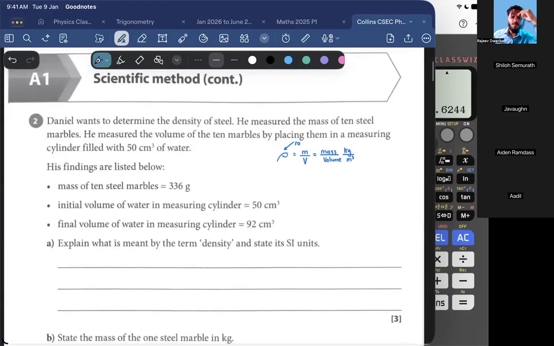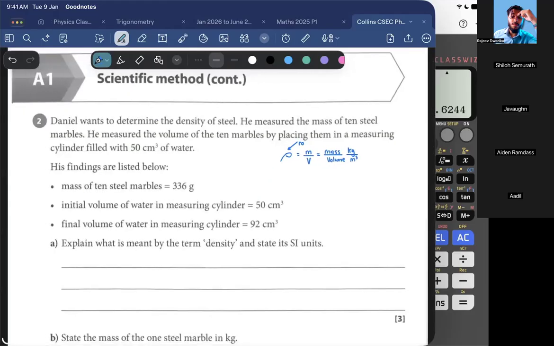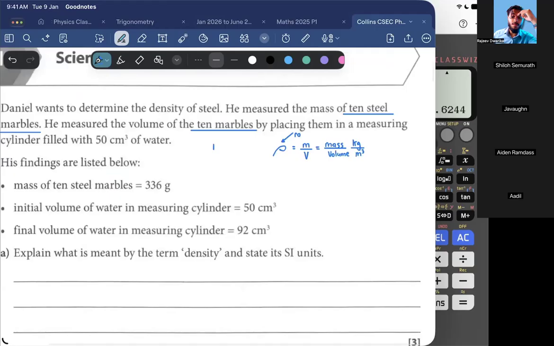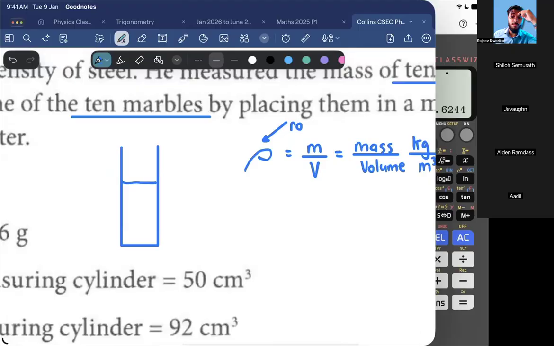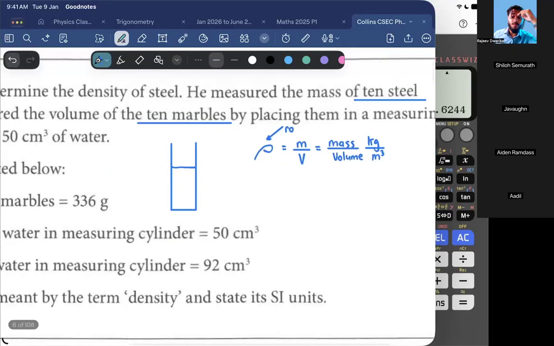Right, so Javon, they say Daniel wants to determine the density of steel, right? He measured the mass of 10 steel marbles. Maybe that might be important. They say 10 steel marbles. He measured the volume of the 10 marbles, and he's measuring volume here by placing them in a measuring cylinder filled with 50 centimeter cube of water. So, Javon, initially you had a measuring cylinder, right? Yes, sir. And you have how much water in it? 50 centimeter cube.